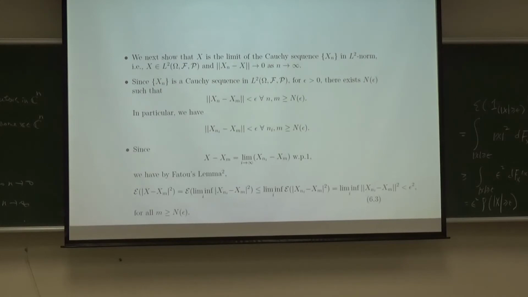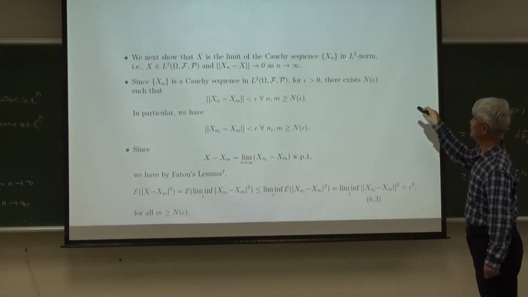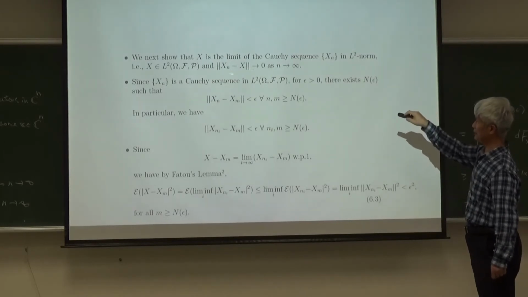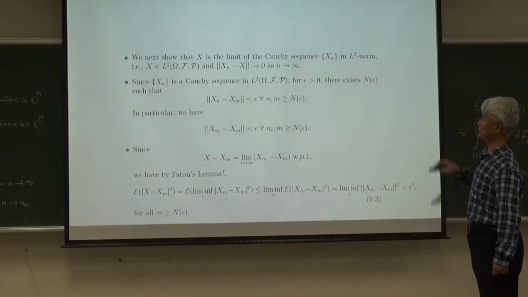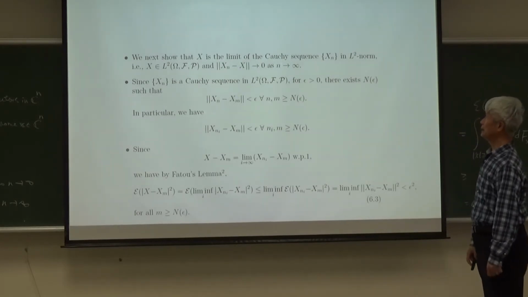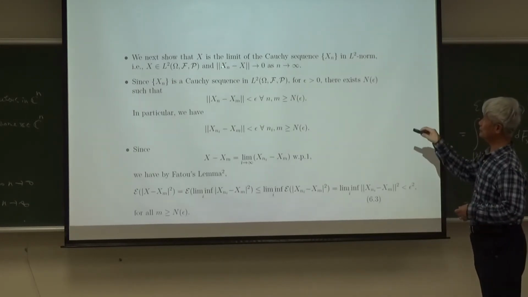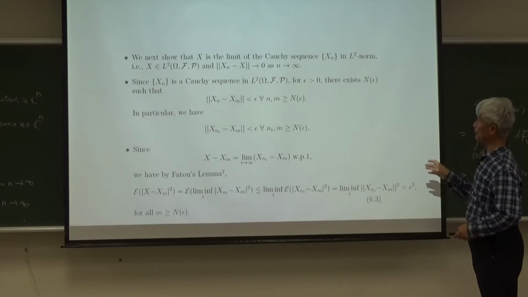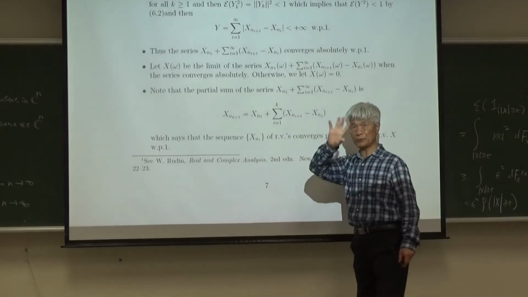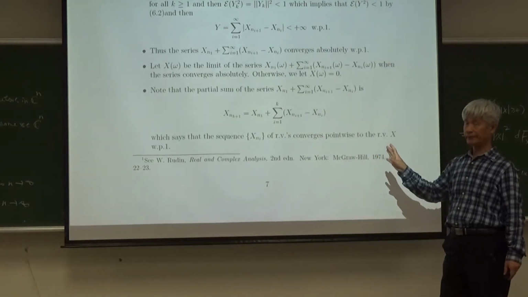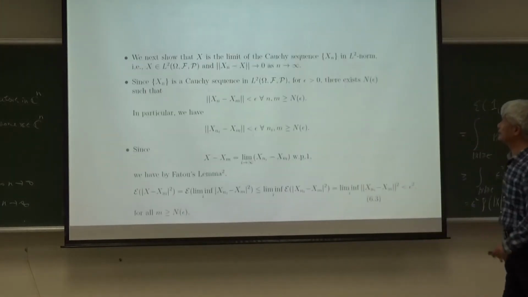So we next show that the limit of the Cauchy sequence converges to x in the L2 norm, which means that the distance between xn and x goes to 0. But it's easy, because the xn are already a Cauchy sequence. Even though x is the limit of a subsequence, this is a subsequence of the original Cauchy sequence, and this subsequence converges to x, as we know.